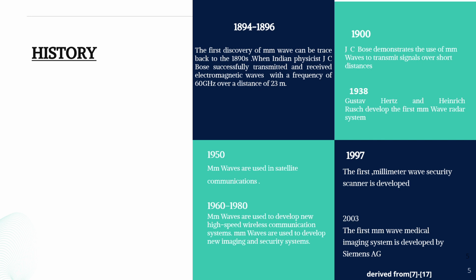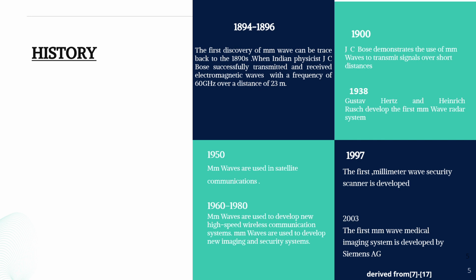In history, the discovery of the millimeter wave happened between 1894 and 1896. The first discovery of the millimeter wave can be traced to the Indian physicist J.C. Bose. He successfully transmitted and received electromagnetic waves with a frequency of 60 GHz over a distance of 23 meters. After the discovery of the millimeter wave in the early 20th century, J.C. Bose also demonstrated the use of millimeter wave to transmit signals over short distances. In 1938, Gustav Hertz and Heinrich Rush developed the first millimeter wave radar system.